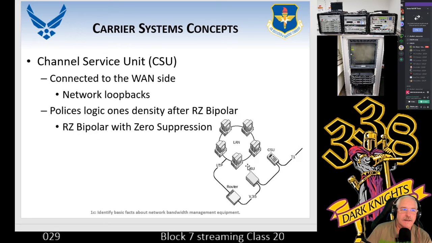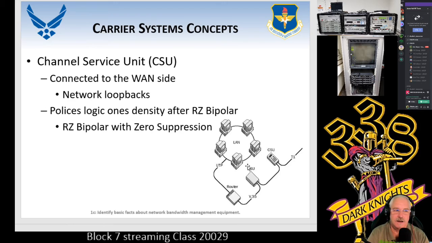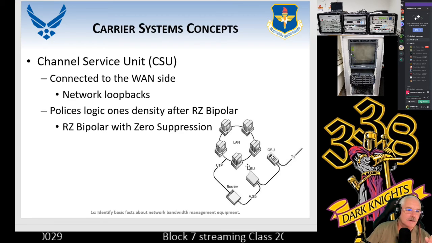But when we look at the channel service unit, I get a lot of people going, well, CSU is the customer. No, no. Get that out of your head. It is not the customer. It is the network side. You're going to see something called RZ bipolar with zero suppression. C is not for customer. C is for channel, channel being the network. And again, RZ bipolar with zero suppression, or alternate mark inversion with suppression. So there you have it as far as those two systems.